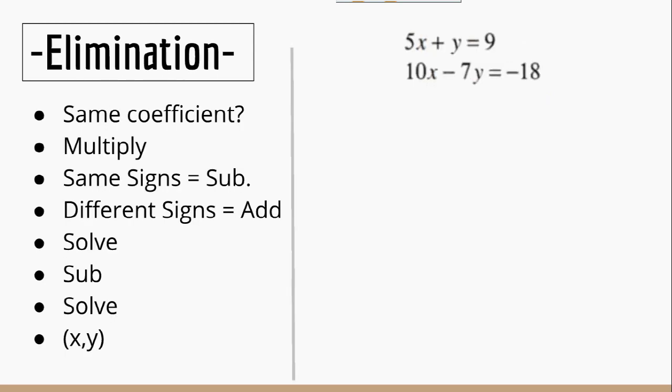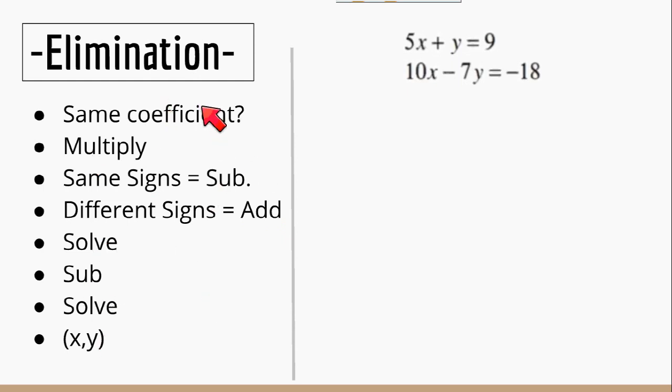Finally, we learned about elimination. The first step is to look if they have the same coefficient. If they do, then we're good and we can go from there. If they don't, we're going to multiply one or both equations to have them have the same coefficient. Remember, if they're the same sign, we subtract, different signs we add. Solve, substitute, solve again to get our final answer.